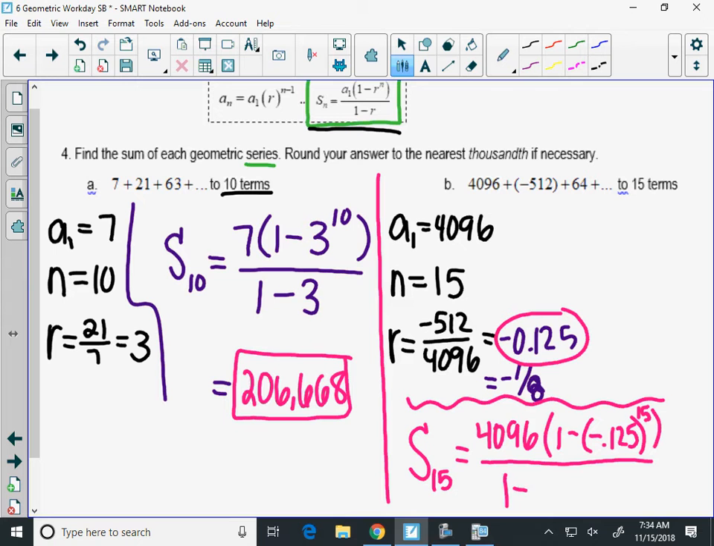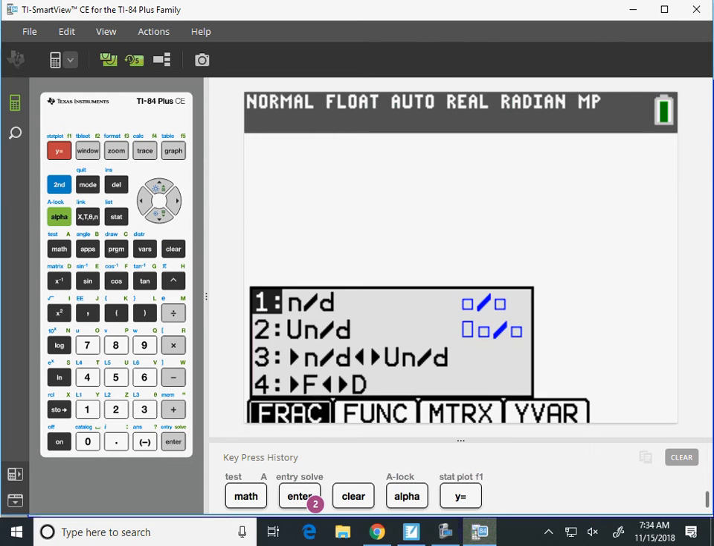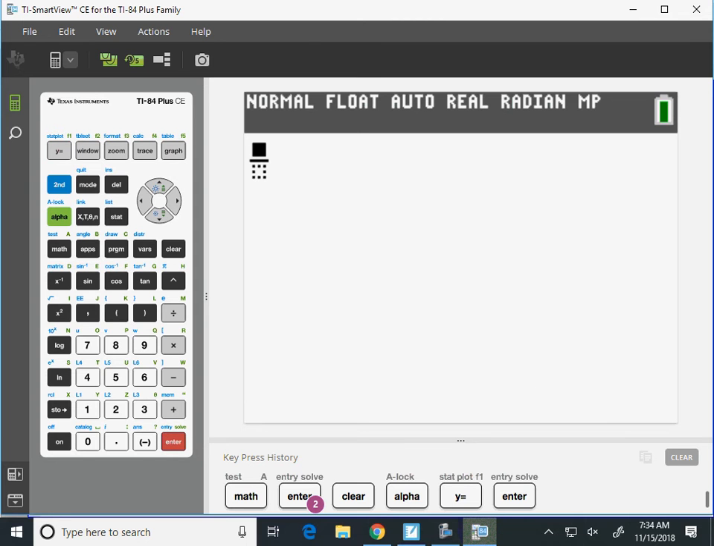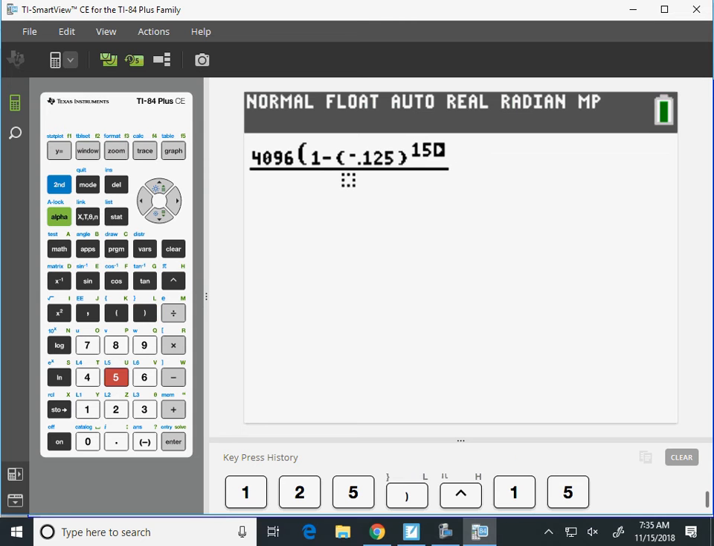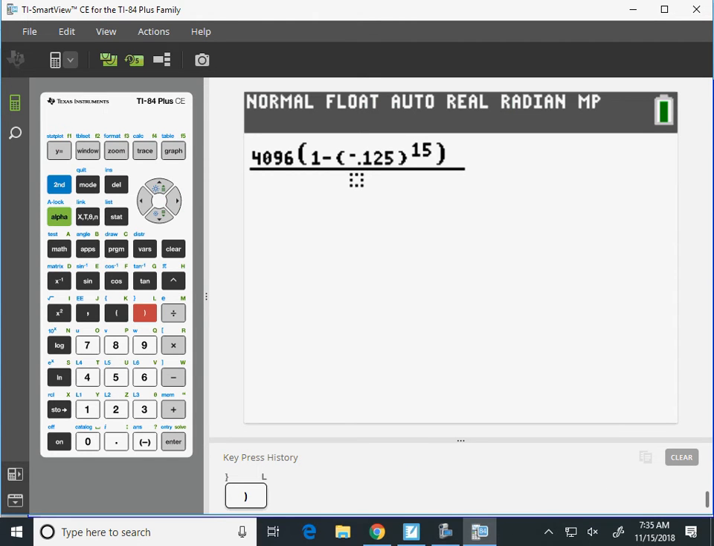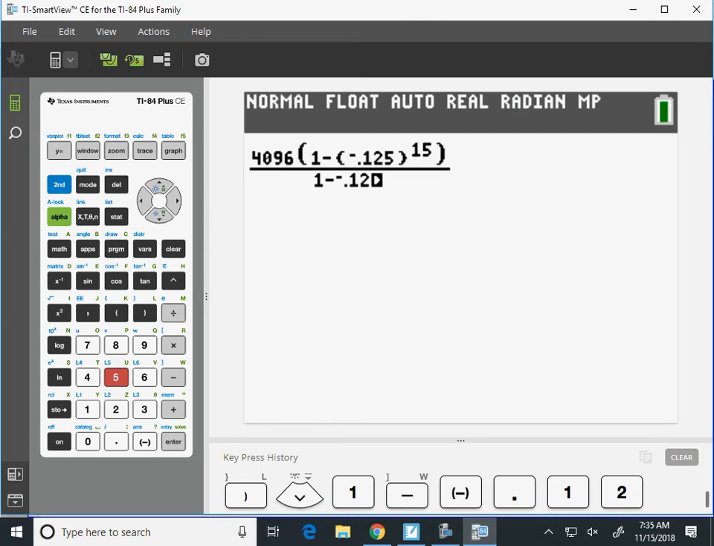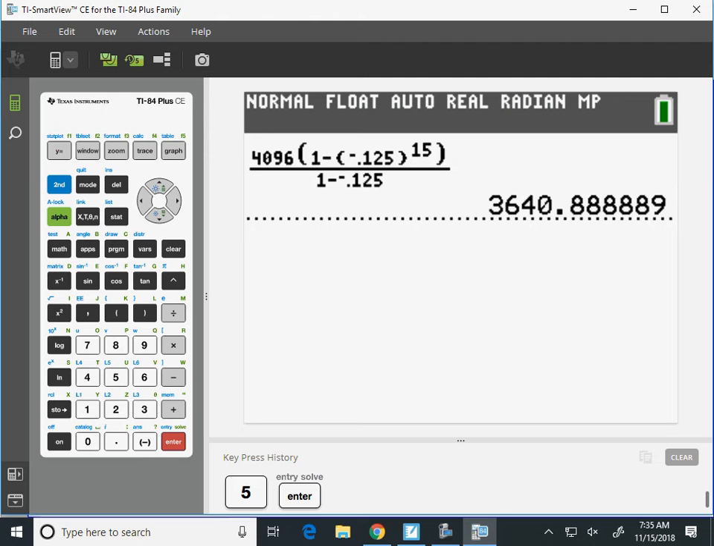Divided by 1 minus negative 0.125. All right, let's very carefully type that into our calculators. Again, start with a fraction if you have that ability. 4,096 times 1 minus, here's our set of parentheses for the negative 0.125, close the parentheses and then raise it to the 15th power. Then on the denominator, we'll do 1 minus negative 0.125. And that is the answer you get. Okay, that is correct.